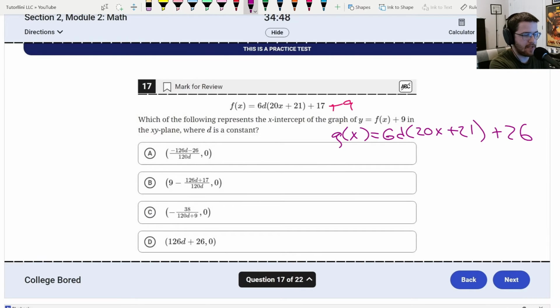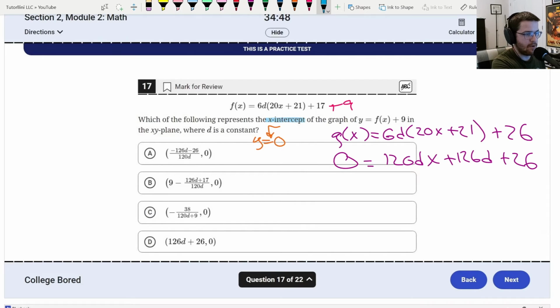And as a matter of fact, while I'm doing that, we want to find the x-intercept. So when you want to find a y-intercept, you make x 0. When you want to find an x-intercept, you make y equal to 0. So we're going to replace y, or g of x, with 0. So 0 equals, and I'm going to distribute as well. So 120dx, what's 21 times 6d? That's 126d plus 26.